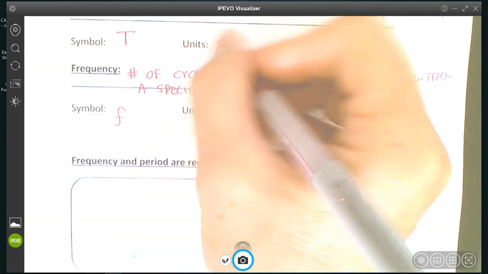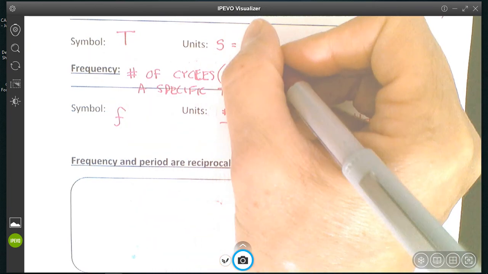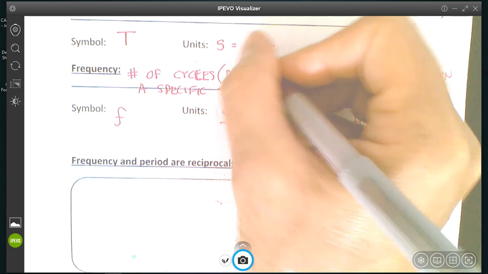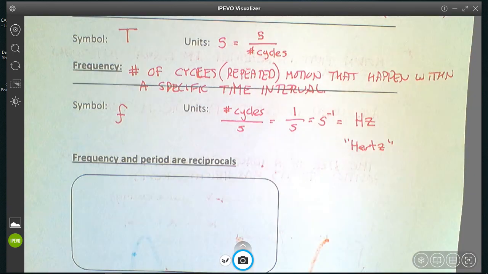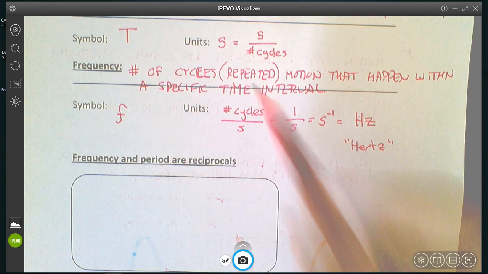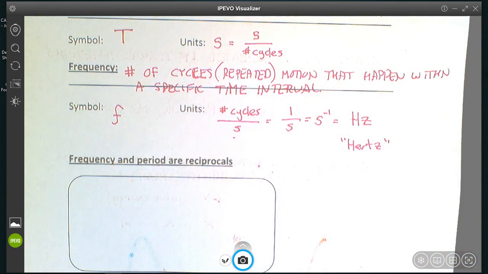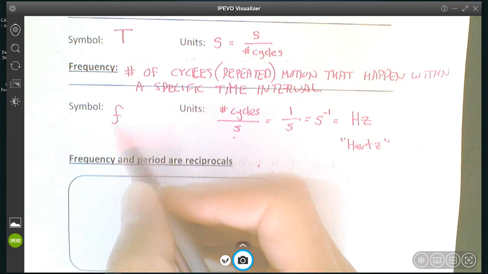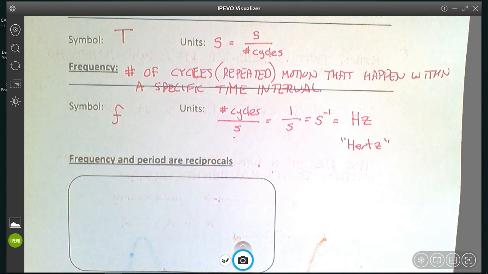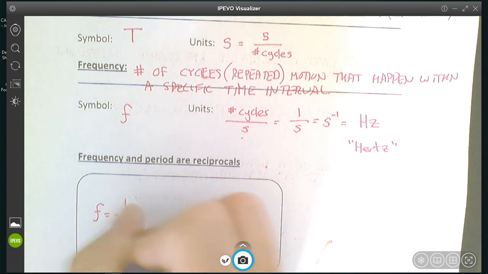Up here for this one, I should have made a note here that the symbol is T for period, units are seconds, or it's seconds per number of cycles. Okay, how many seconds it takes to get one cycle, or a certain number of cycles, and the other one here is how many cycles you get for a certain amount of time, and that's defined as a hertz. Now, what you'll see is that if you look at this carefully, the period is seconds per cycle. Frequency is cycles per second. So you might recognize that frequency is simply 1 over period.